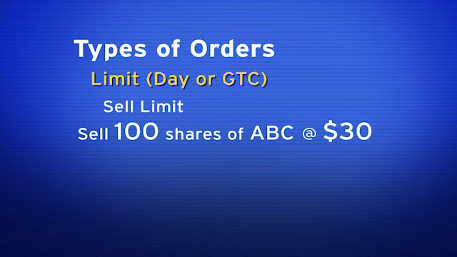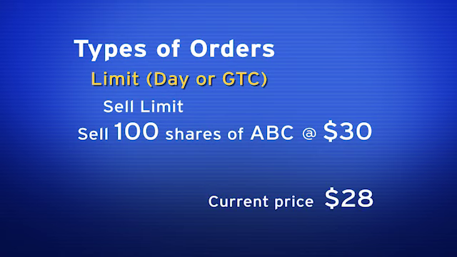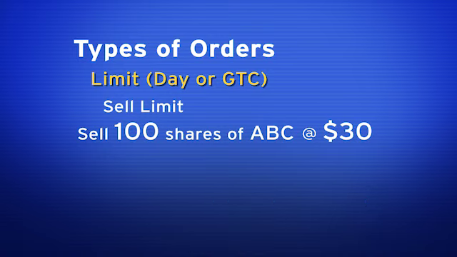Now this could be a day order or good till cancel. Time priority applies, which we've already discussed, so we're not going to look at that again. What would happen if the stock in the market were trading at $28 a share? Nothing. 29, nothing. 28.5, nothing. 27, nothing. 26, nothing. My limit price or better has not been met, therefore the order will not be filled.